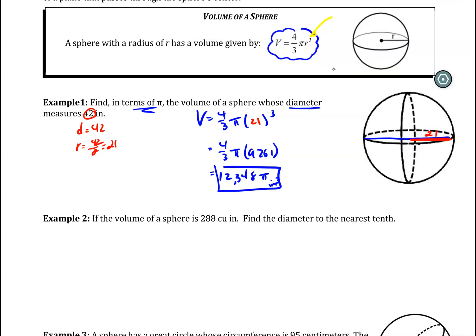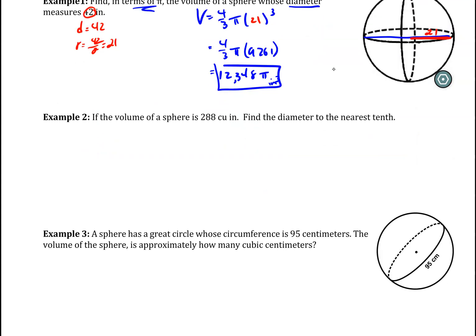All right, example number 2. Here's one of those examples where they give us the volume, and they ask us to find one of the parts. So in this one specifically, the diameter. So V is equal to 4/3 pi r cubed. So now again, we're told what the V is, right? That's this part here. So 288 equals 4/3 pi r cubed.